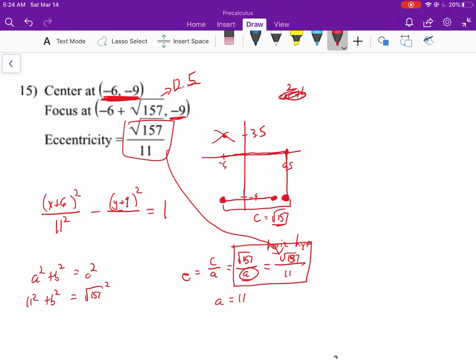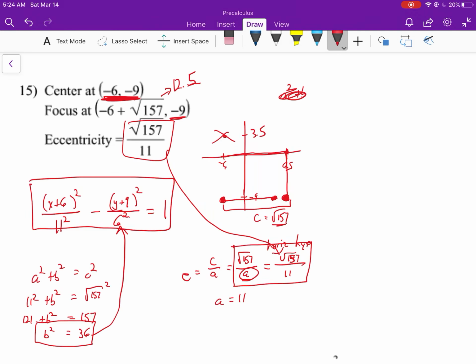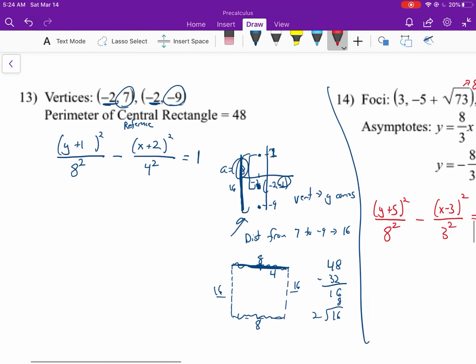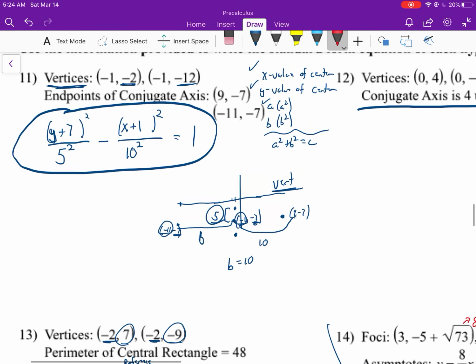So we square that. This is 121 plus b squared equals the square root of 157 squared, which is just 157. We will subtract 121 from both sides, which gives us 36. And actually, b squared is 36. So we put 6 squared there. And there's the equation of that hyperbola. So that's writing equations of hyperbolas. I only left you with one to finish up here for your assignment.